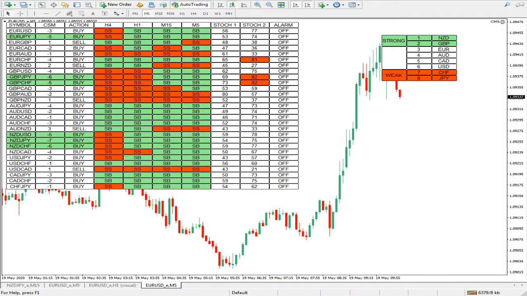So we have this combination. We'll trade either a combination of New Zealand dollar and the Swiss franc, or New Zealand dollar and the Japanese yen, or British pound and Swiss franc, or British pound and Japanese yen. So that's based on the strength meter.